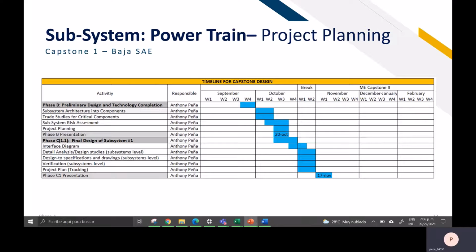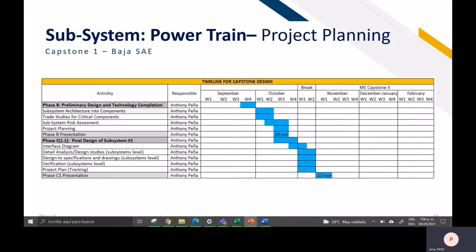In the break, design to a specification and drawings, and the verification system and project plan. This work is in the break.